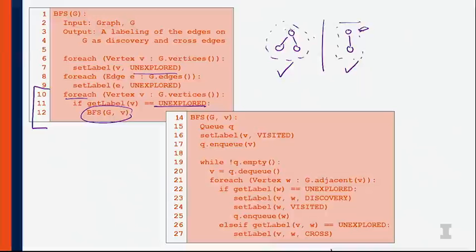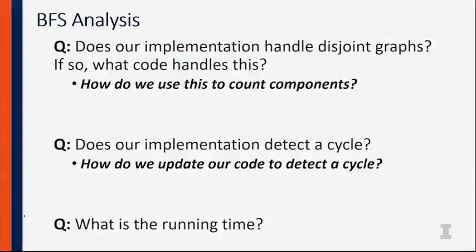Absolutely. By adding line 13 here, we can count the number of components by simply adding component plus plus every time we call the BFS algorithm. This is fantastic. So does our implementation handle disjoint graphs? Yes. What code handles this? This is lines 10 through 13. And how do we count components? We add on line 13 a component plus plus counter.